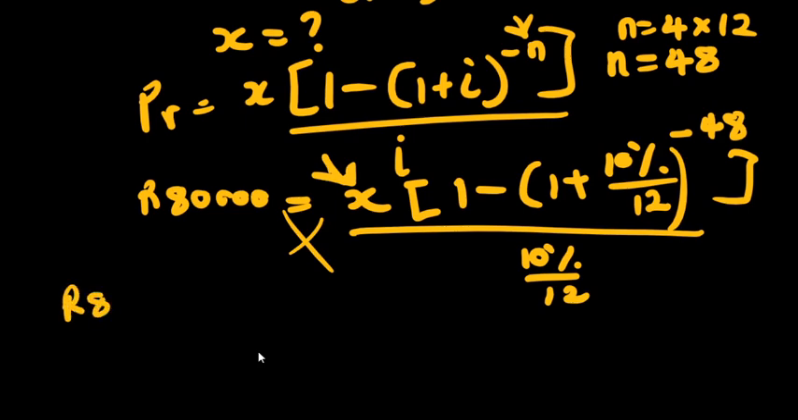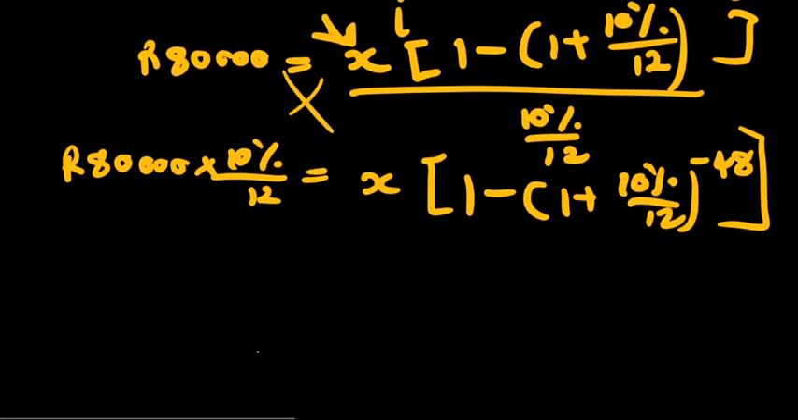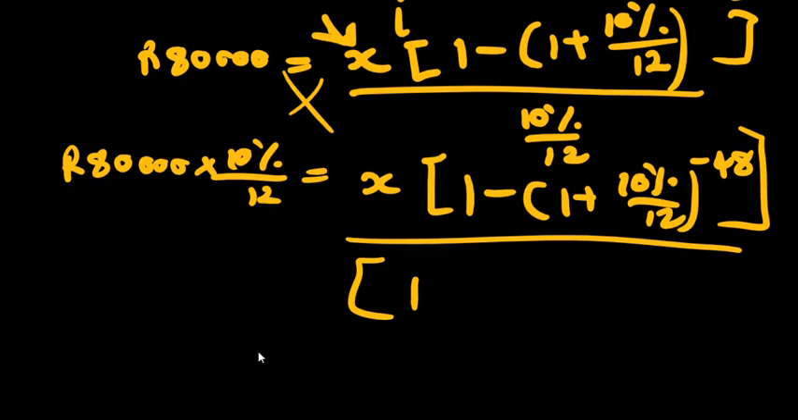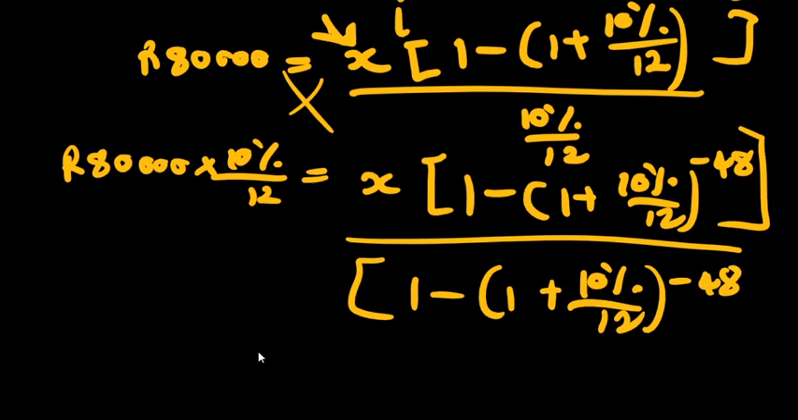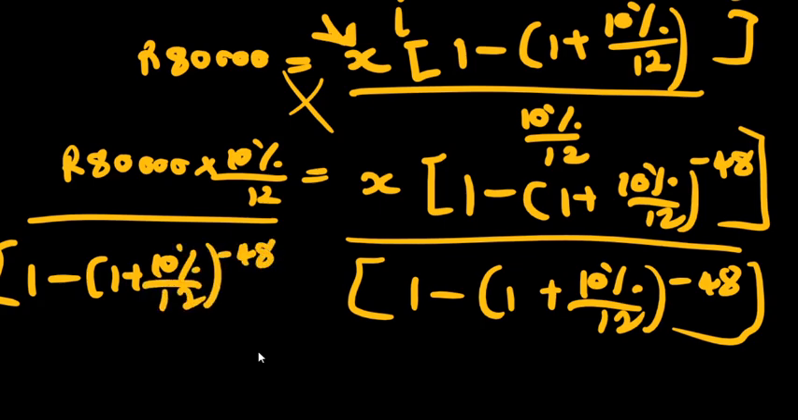So it's going to be our 80,000 rand multiplied by the interest rate, which equals x times [1 minus (1 plus 10% over 12) to the power of minus 48]. And we divide both sides by 1 minus (1 plus 10% over 12) to the power of minus 48. And then your x should be, I'm just going to punch the entire thing through the calculator.